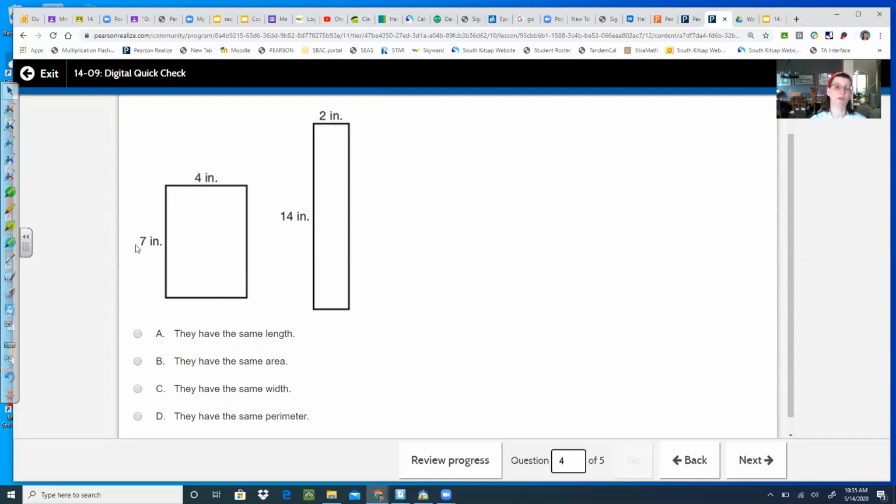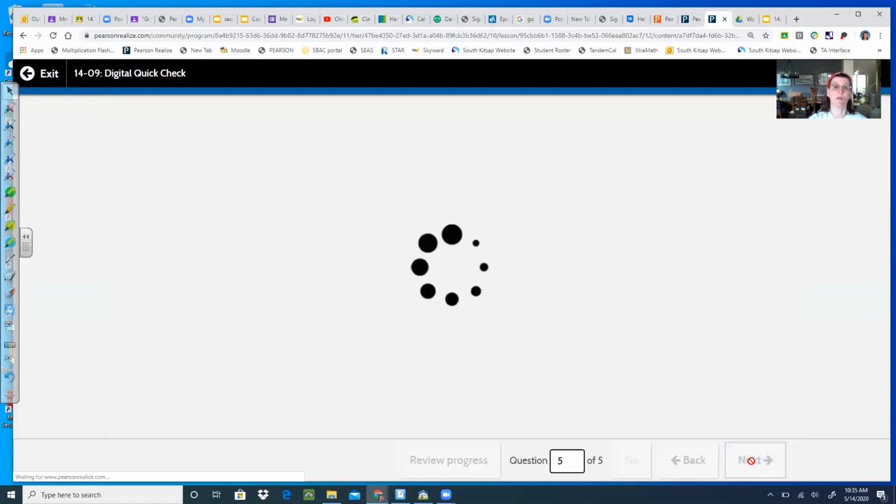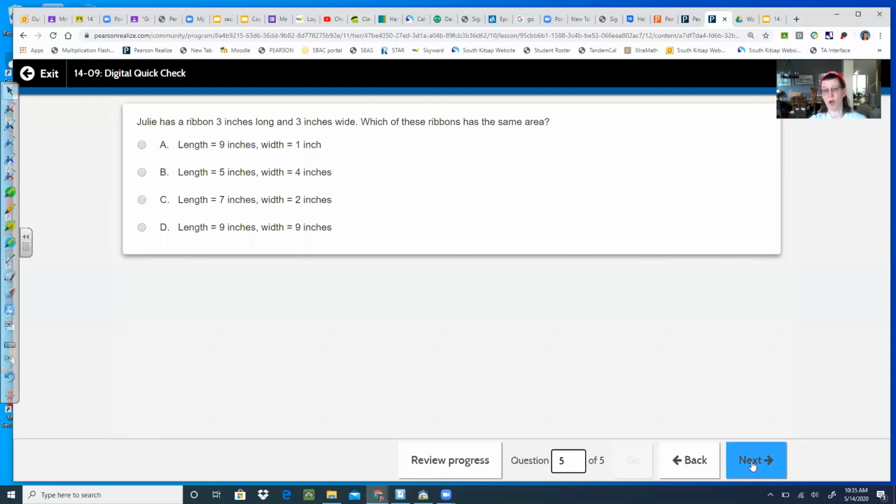They have the same perimeter. 7 plus 4 is 11, 11 plus 11 is. 14 plus 2 is 16. Is 16 plus 16 the same as 7 plus 4, which was 11, 11 plus 11? So is the perimeter the same? Remember, you can rewind, you can pause the video, give yourself time to work these out.